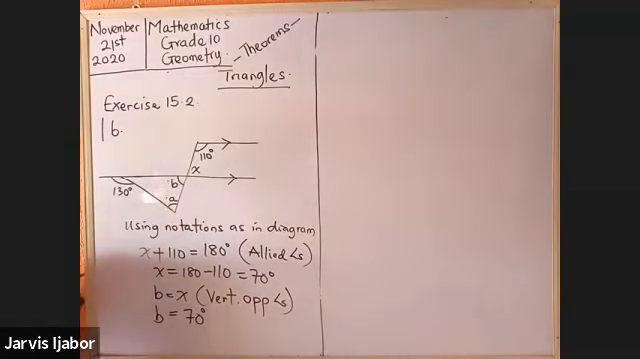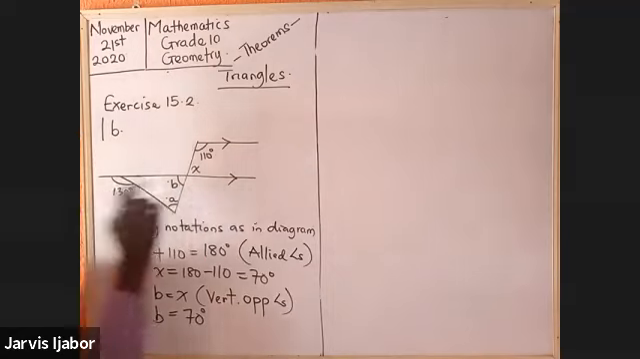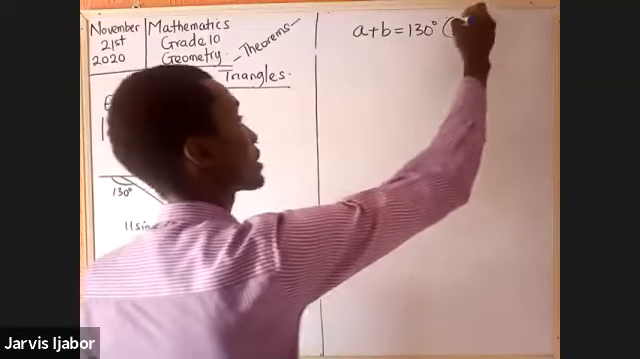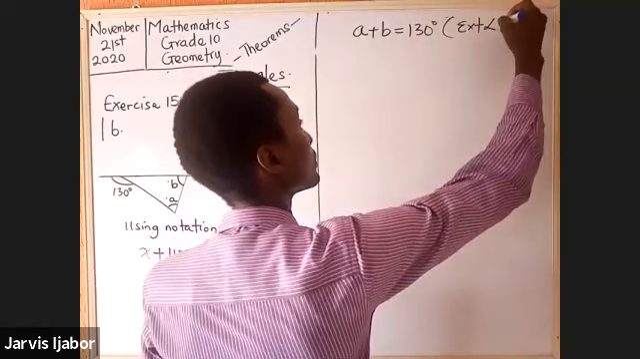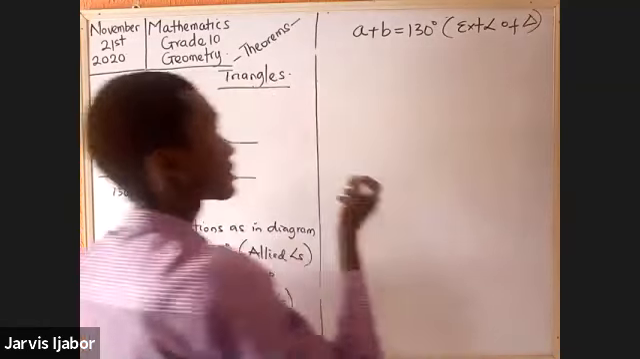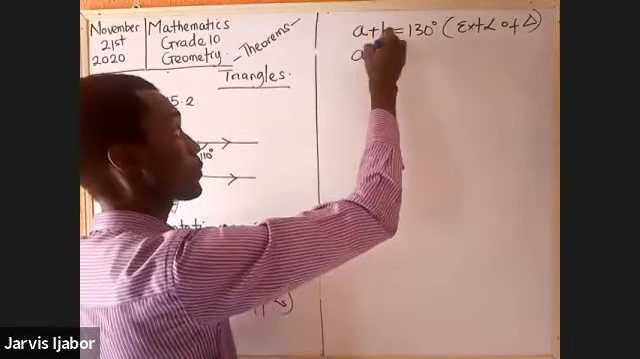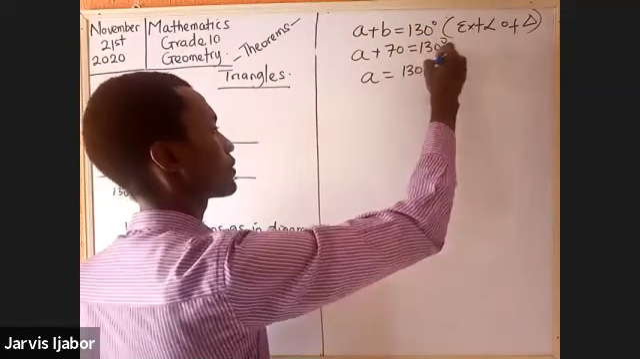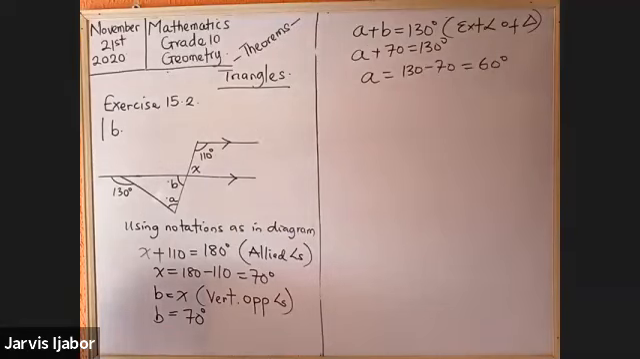Now, look at this. These two angles are opposite interior angles to 130 degrees. So we would say that A plus B will be 130 degrees. And the reason for that is exterior angle of a triangle. So we know B is 70. So A plus 70 will be 130 degrees, and A will be equal to 130 minus 70, and that will give us 60 degrees. So that's the answer for question 1B.